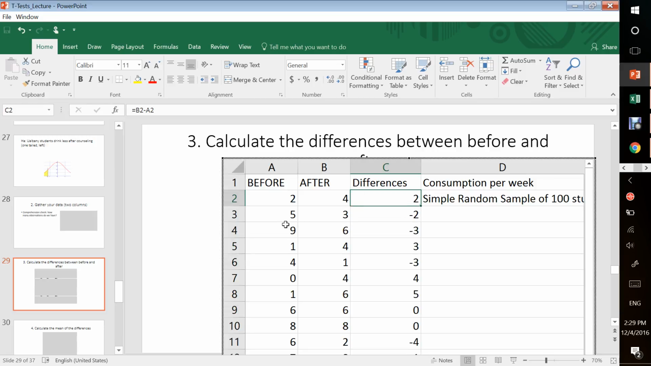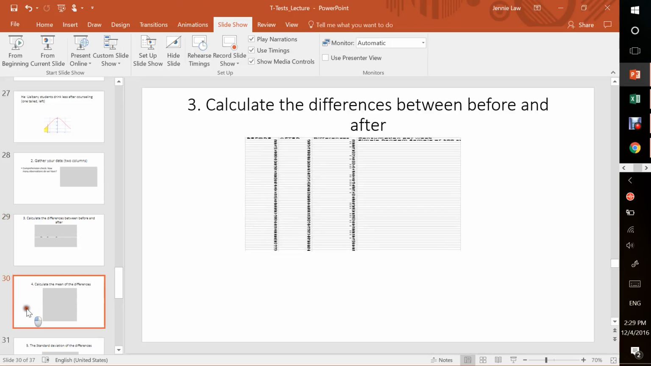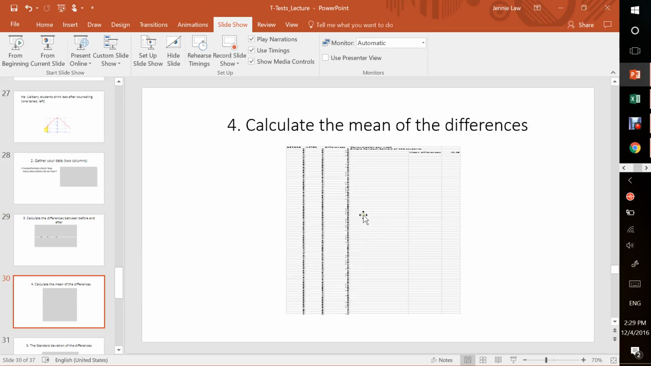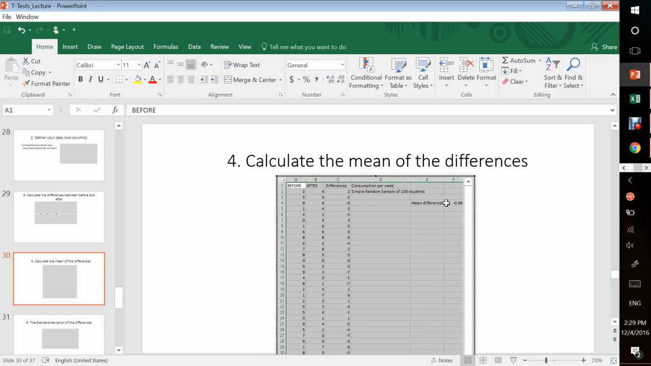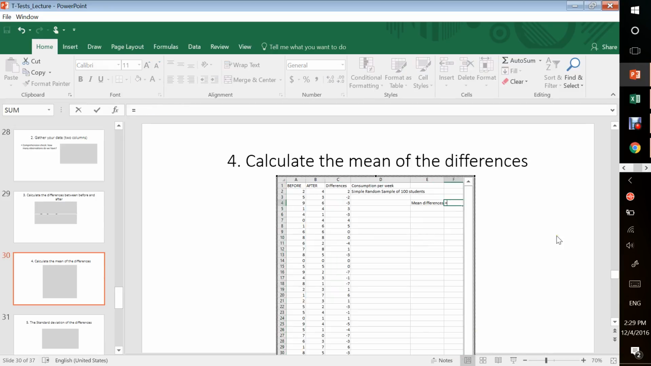However, this person right here was drinking 5 drinks a week, and after we're only drinking 3. So that's a difference of negative 2. So your fourth step is to calculate the mean of the difference. So all you're going to do is go in and use our handy dandy function for average. You're going to type in equals the average of all of the differences, of this new variable that you've created. And you'll see that the mean difference is negative 0.48.